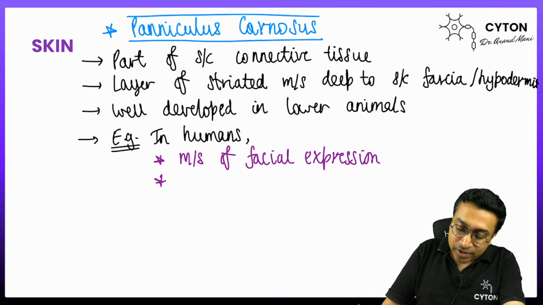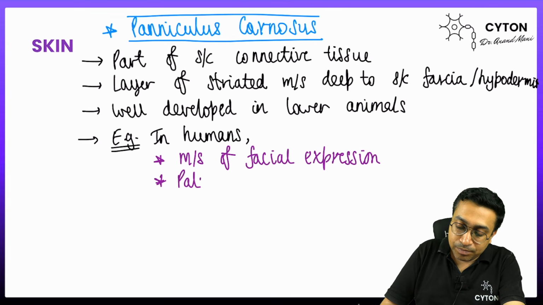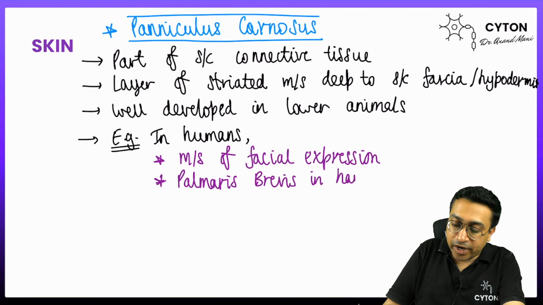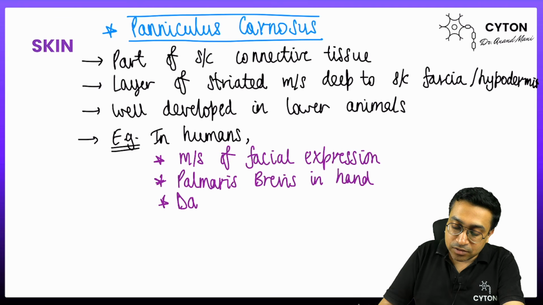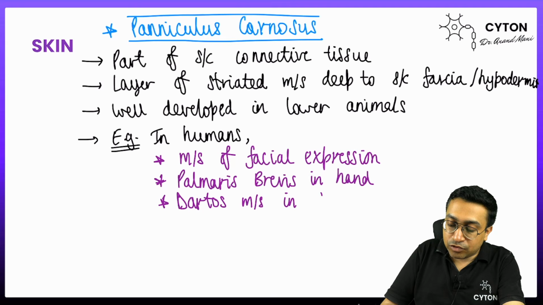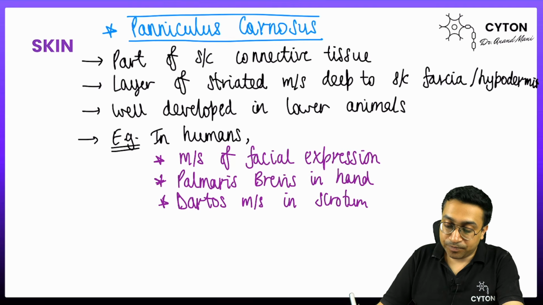So what else apart from the muscles of facial expression? You have the palmaris brevis in the hand. Then number 3, you have the classical example, the dartos muscle in the scrotum in males. So this is about the Panniculus carnosus, which you should be remembering.